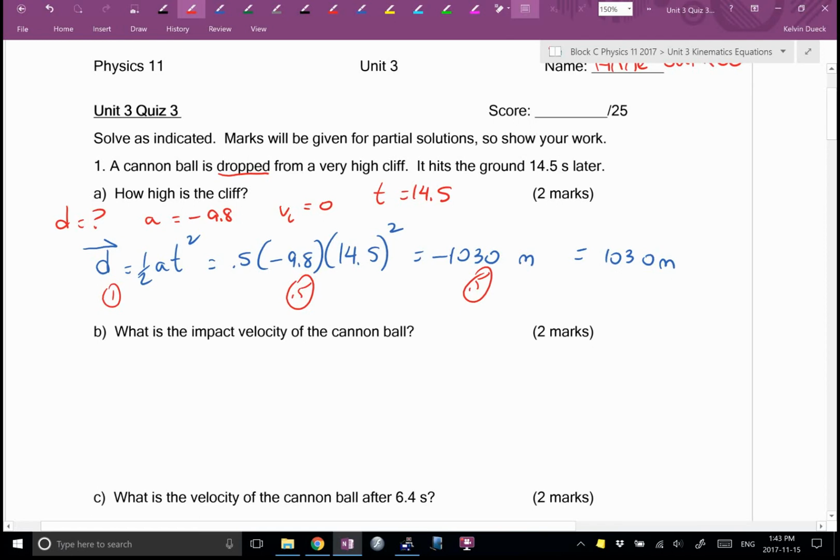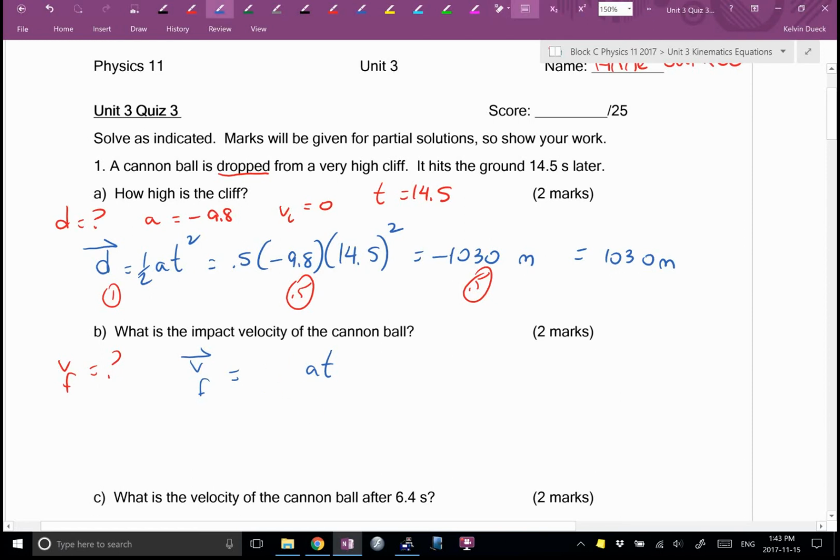B, what's the impact velocity of the cannonball? What isn't the impact velocity? 0. What isn't V final? 0. This is asking me to find V final. However, I think, Emily, this is the same situation as A. I'm not going to relist everything. I think it's still at the bottom of the cliff. So I'm looking for an equation. I think I would choose to go with VF equals VI plus AT. That'll work. Although really, I could have just written that.